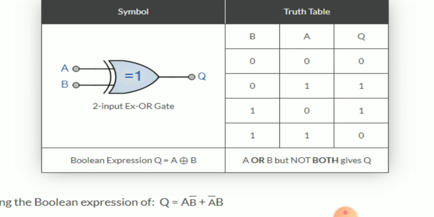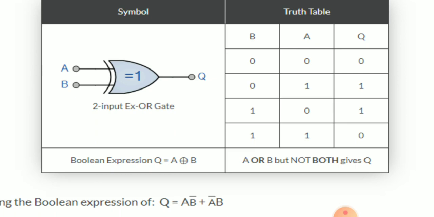If any one of the input values is high, the output also becomes high. If A alone is high, the Q value is also high. If A is 1, Q is also 1. Similarly, if B alone is 1, Q is also 1. So the XOR gate produces a high value only if any one of the input values is high. Otherwise 0. If both the input values are low, the result also becomes low. If both the input values are high, the result again will be low.